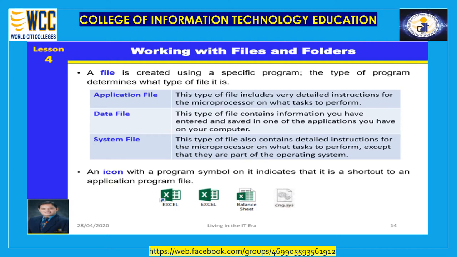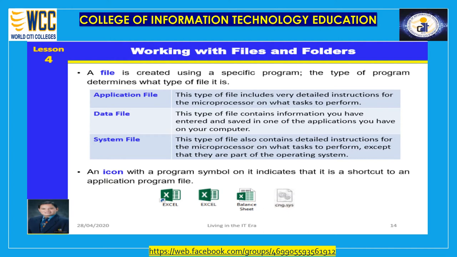The next will be the system file. This type of file contains detailed instructions for the microprocessor on what tasks to perform, except that they are part of the operating system. Many of these files are hidden to protect them from being changed or deleted. So regardless of the file type, all files appear with an icon that includes a symbol of the associated program, as what we have here, no?